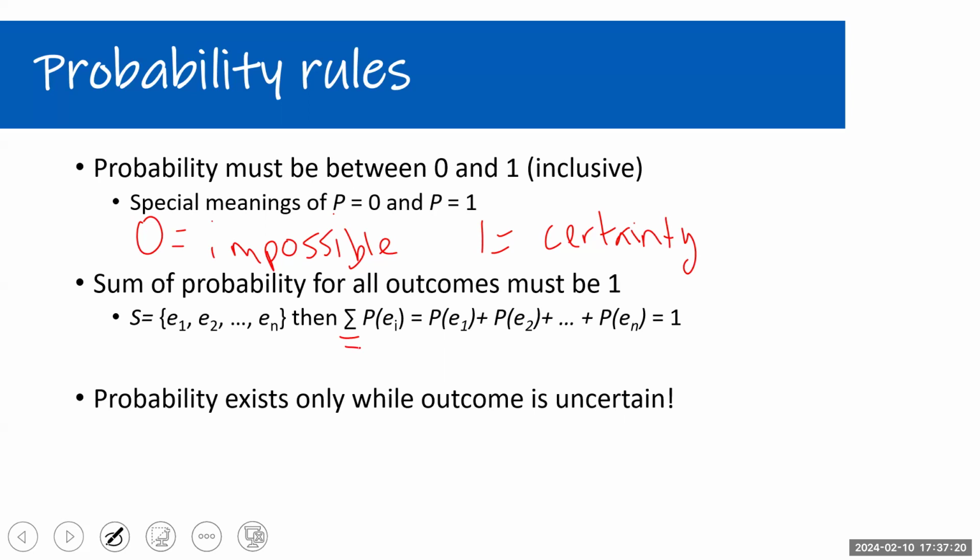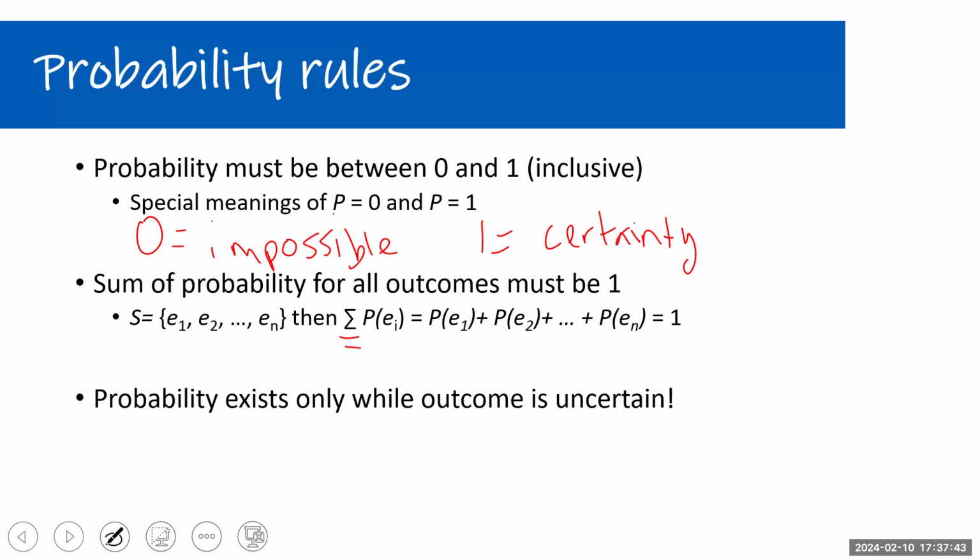Also, kind of a semantics thing. Probability only exists while the outcome is uncertain. It only exists while you're talking about not knowing the outcome. So if I'm looking outside my window and I see that it's raining, I cannot say there's a 20% chance of rain today because it's already raining. I already know that it is raining.